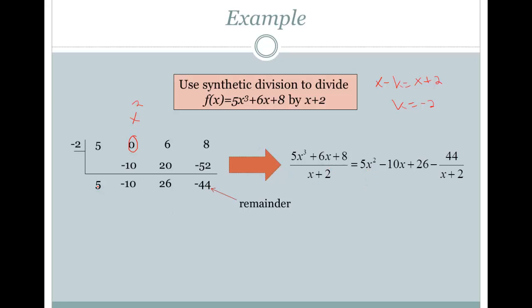Okay, what I do is I take what I have on the bottom, and I go one power less. I start with one power less, so it's 5x squared minus 10x plus 26. Then I have my remainder term. Okay? So this term, since this was x cubed, I start with x squared, 1 less than the degree that was up here originally.